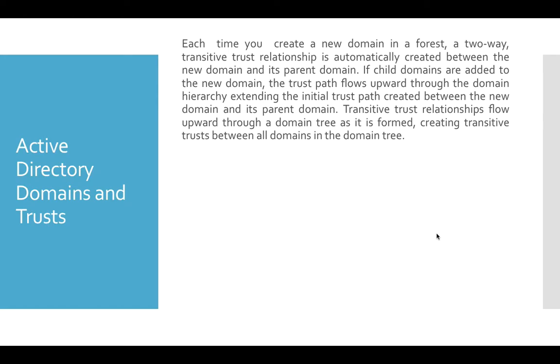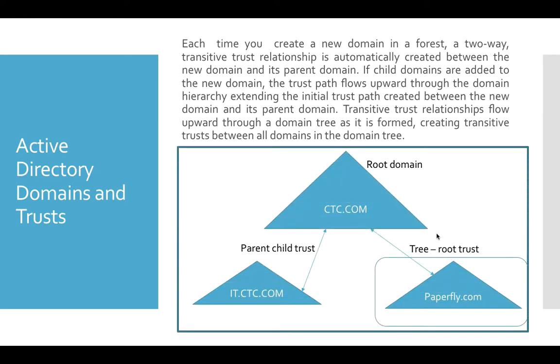Each time you create a new domain in a forest, a two-way transitive trust relationship is automatically created between the new domain and its parent domain. If child domains are added to a new domain, the trust path flows upward through the domain hierarchy, extending the initial trust path between the new domain and its parent domain. Transitive trust relationships flow upward through a domain tree as it is formed, creating transitive trust between all domains in the domain tree.